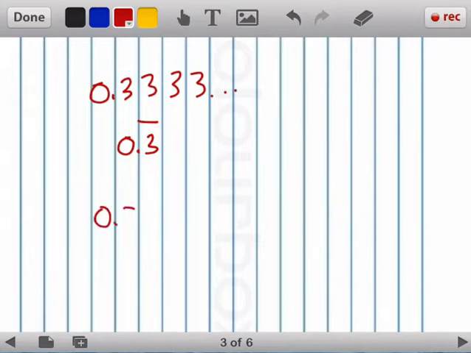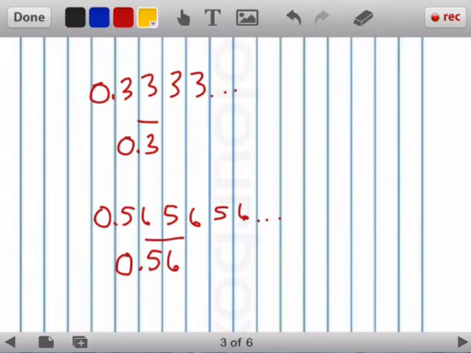Okay, you might have a decimal like this: 5, 6, 5, 6, 5, 6, and it's going to go on forever repeating. So again, the bar notation for this would be 0.56 with the bar over the 5 and 6. This one up here, we'd read that as 0.3 repeating. This one right here, we'd read it as 0.56 repeating.